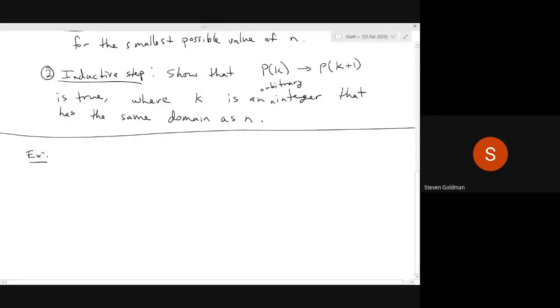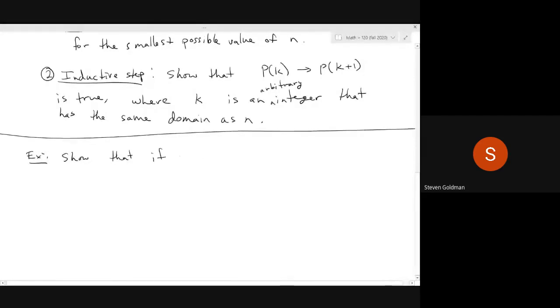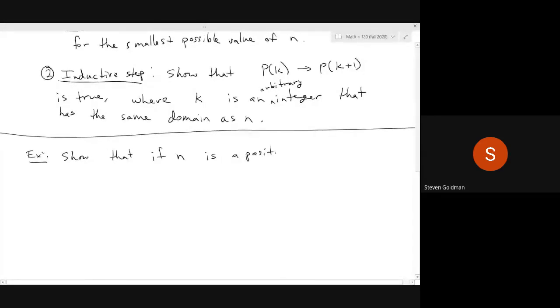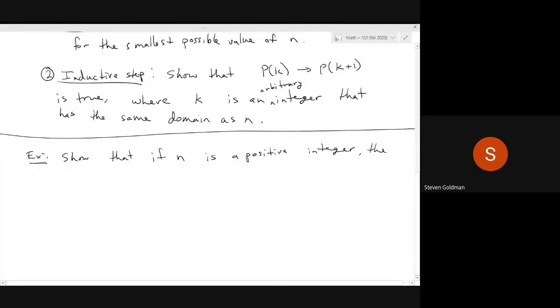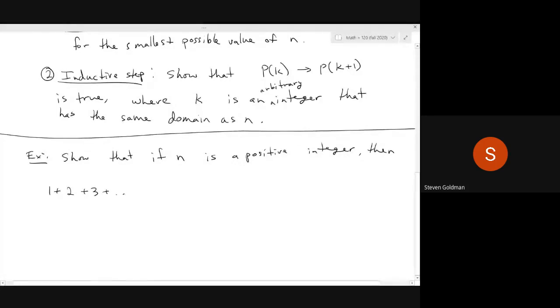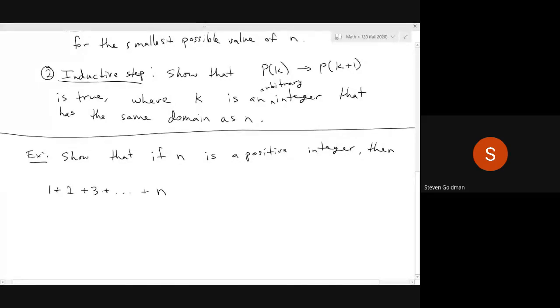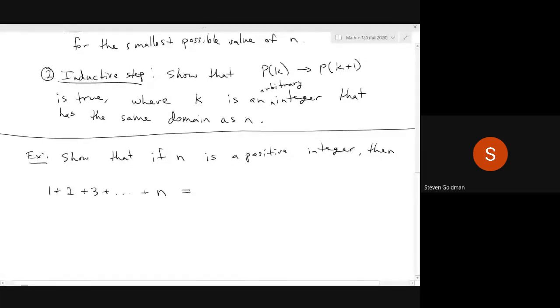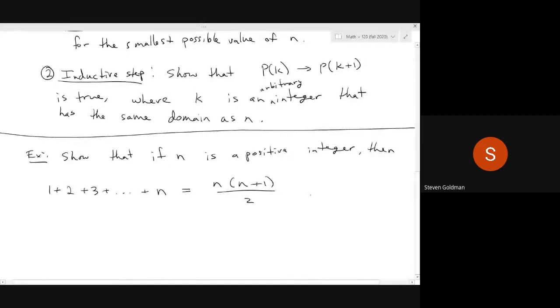So last time I had given you a statement as an example of something that you can prove using induction. Let me write that statement down again. We're going to show that if n is a positive integer, then the following summation formula is true: 1 plus 2 plus 3 plus dot dot dot all the way up to n, that's the sum of the first n positive integers, equals n times n plus 1 divided by 2.